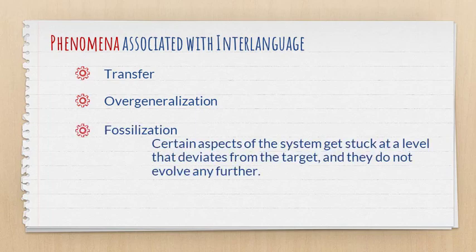And then the most controversial phenomenon that Selinker proposed is fossilization. And that is when certain aspects of the system get stuck, so to speak, at a level that deviates from the target. And they do not evolve any further, no matter what. Doesn't matter how much more input we give them. Doesn't matter if they get any corrective feedback. It just does not change.